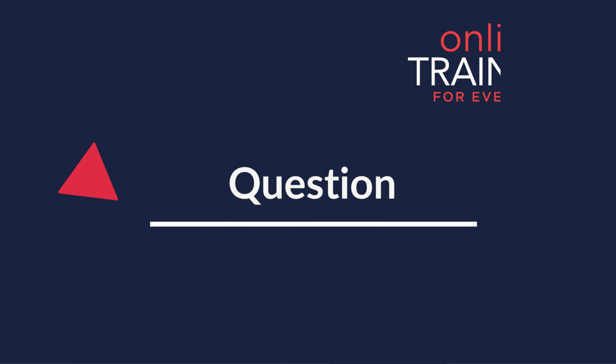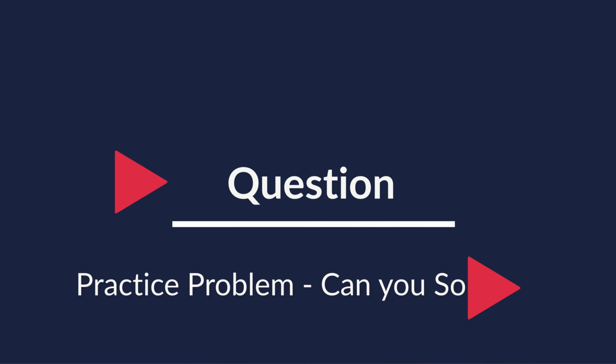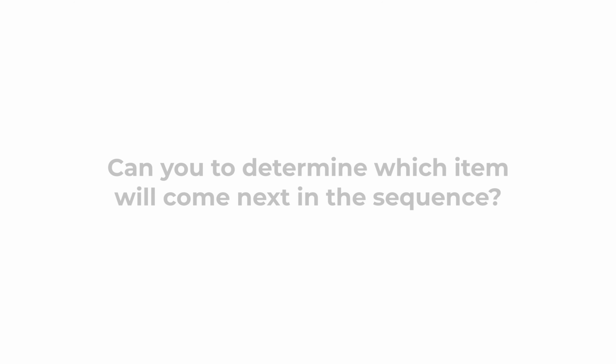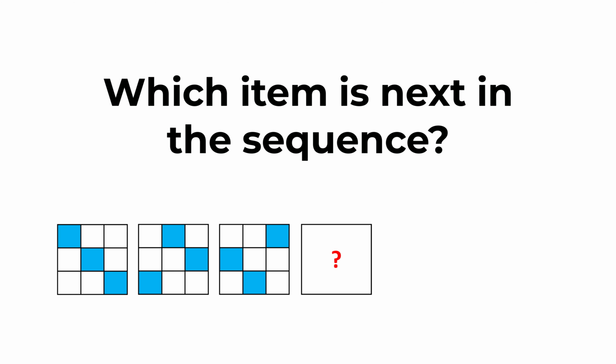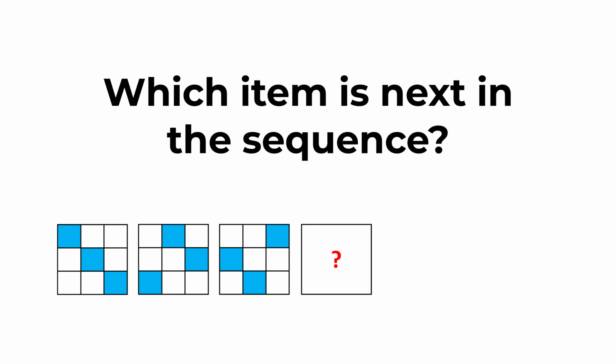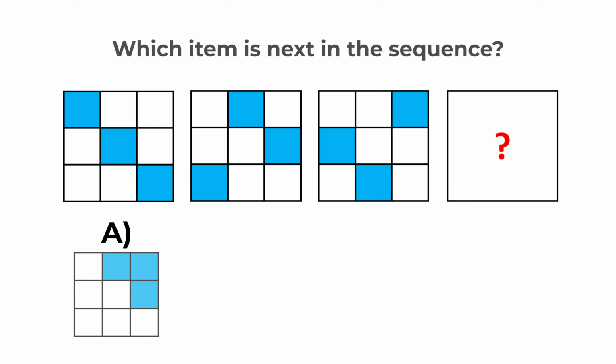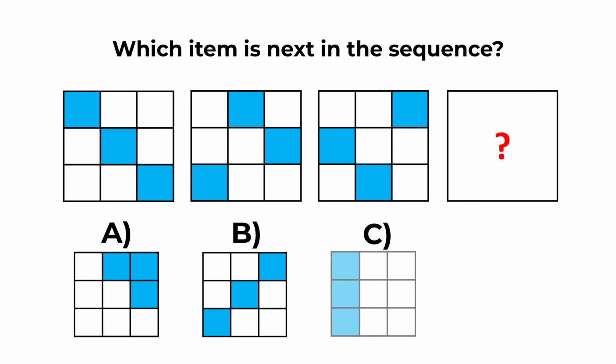And now I have a practice question for you. You need to determine which item comes next in the sequence. You're presented with 3 large squares. Each large square contains 9 small squares inside, and the small squares are of different colors. And the 4th square is missing, and you have 4 different choices to choose from: choices A, B, C, and D.